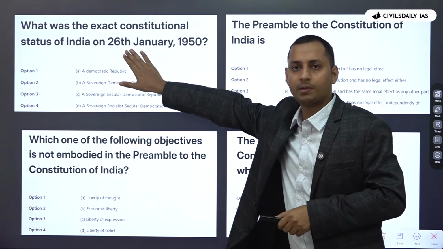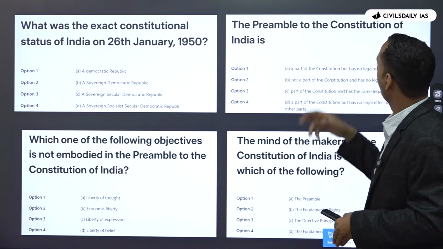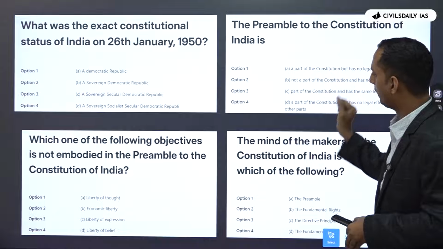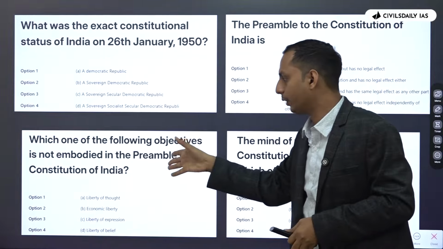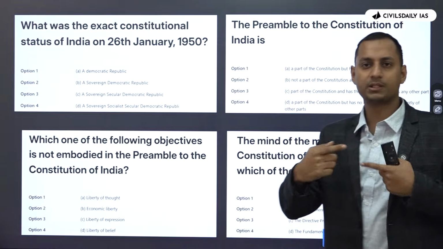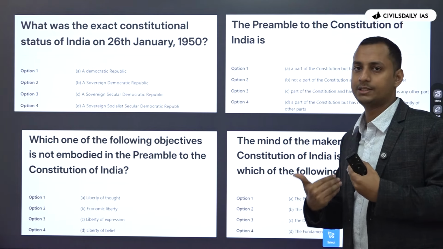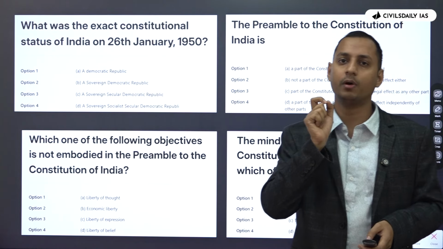This is mostly a static question: on 26 January 1950, what was India? Preamble to the constitution is a part of what? Another question, what is not embodied in the preamble, and also the mind of the makers. So it's mostly a mix of static and also conceptual topics. So you have to read in detail each and every word of the preamble.